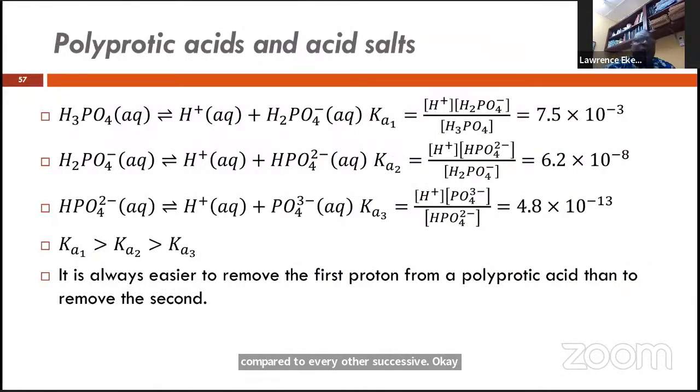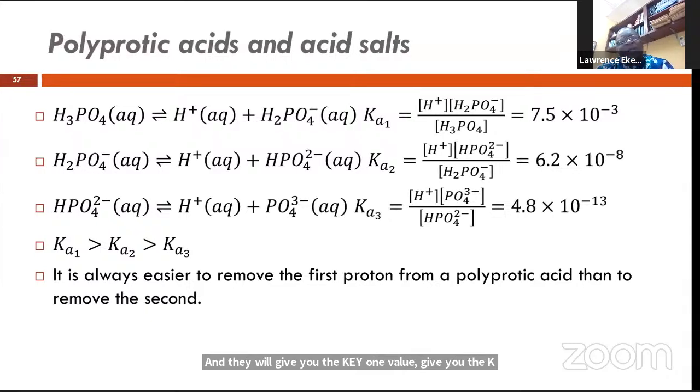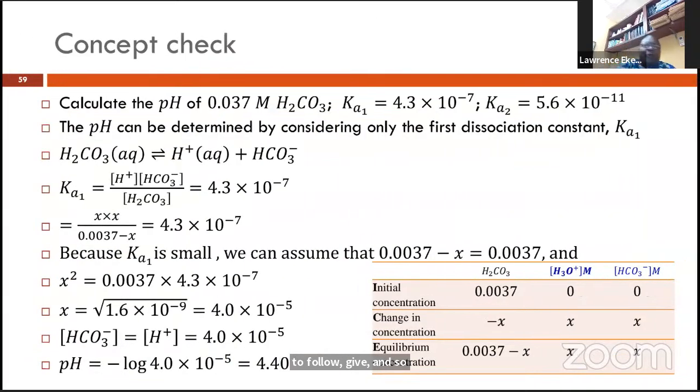So now you may be having problems or questions where you are asked to calculate the pH of a polyprotic acid, and they will give you the K1 value, the K2 value, the K3 value, and so on. In such a situation, let me show you how you do that. Now, there's a question before us here that says, calculate the pH of 0.037 molar carbonic acid, H2CO3. You are provided with the dissociation constants. So you have the first dissociation constant, Ka1, which is 4.3 times 10 raised to power minus 7. You have the second dissociation constant, Ka2, which is given as 5.6 times 10 raised to power minus 11. Okay, so you have Ka1 and Ka2 provided in that question.